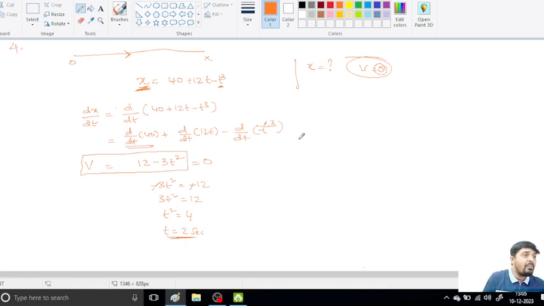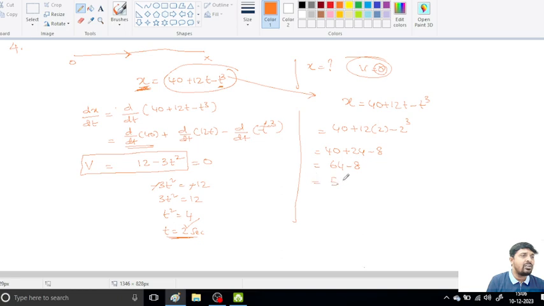Now for the distance traveled by the particle, as we know the value of t, just put the value here and we'll get the displacement. x equals 40 plus 12t minus t cube. In the place of t we put 2, which gives 40 plus 12 times 2 minus 2 cube. So 40 plus 24 minus 8, which is 64 minus 8, equal to 56 meters. So it traveled 56 meters before it came to rest. Hope you got it. Next question.